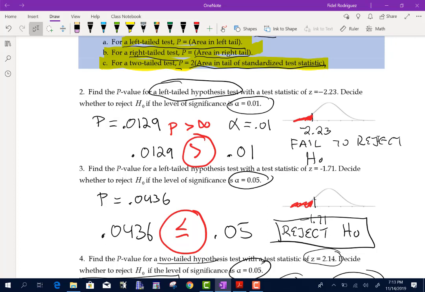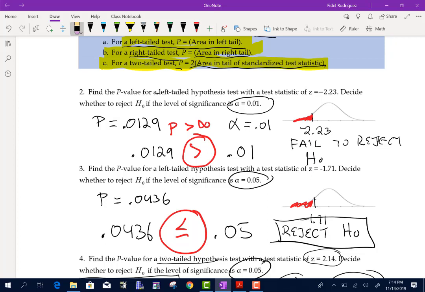I'm going to give you all the stuff that you need to know. Don't worry, we'll get there when we get there. So let's take a look here. It says, find the p-value for a left-tailed hypothesis test with a test statistic of z equals negative 2.23. Decide whether or not we should reject the null if the level of significance is 0.01.